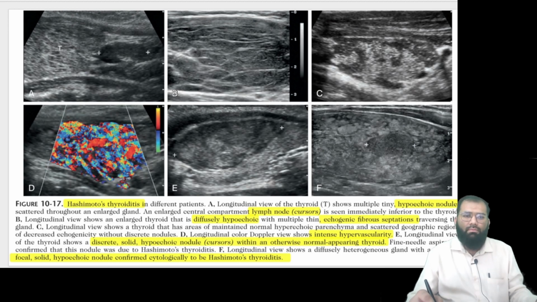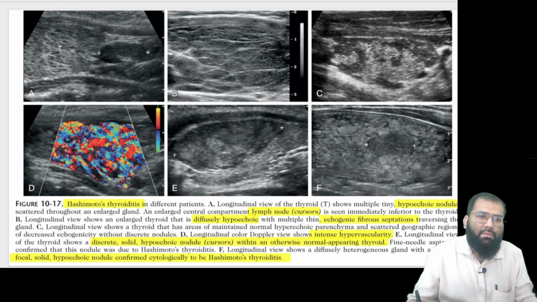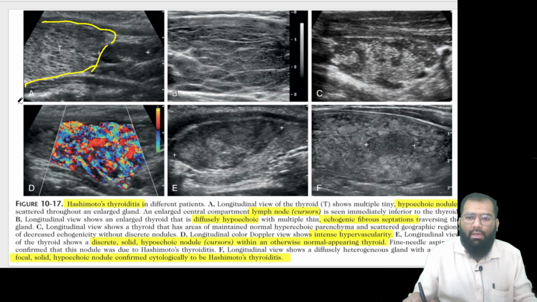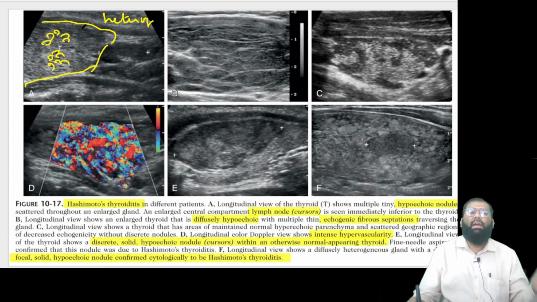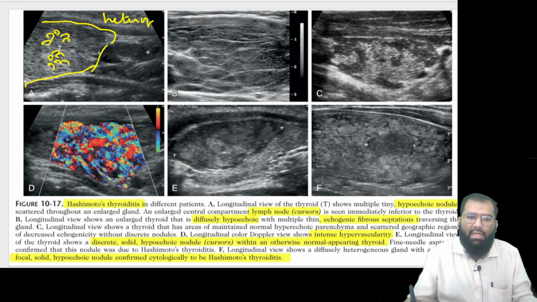Now let us see this first thing. So here in A, you are able to see this is the thyroid gland. And you are able to see that this thyroid gland is heterogeneous. Can you see that there are multiple small areas? That indicates that the inflammation is going on within the thyroid gland. This should not be confused with thyroid nodules. Okay, this is active inflammation.